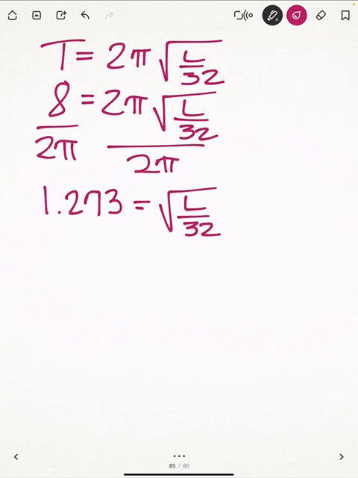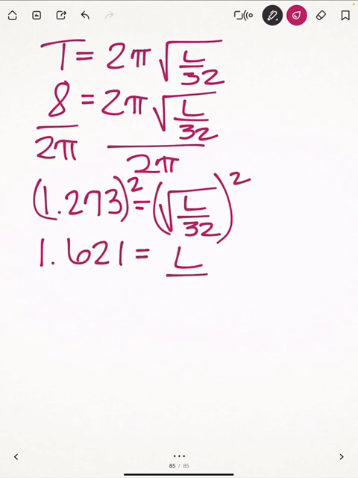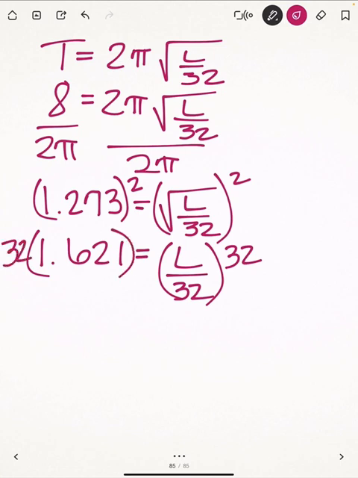Now, because we have this radical, to do the inverse of the radical, we're going to square both sides. That gives me, again rounded, 1.621 equals L over 32. Then lastly, to get L completely by itself, I'm going to multiply both sides by 32, because we're dividing by 32. When I do that, I should get approximately 51.88 feet, and that should equal L. So that would be the solution to the first problem under engage.